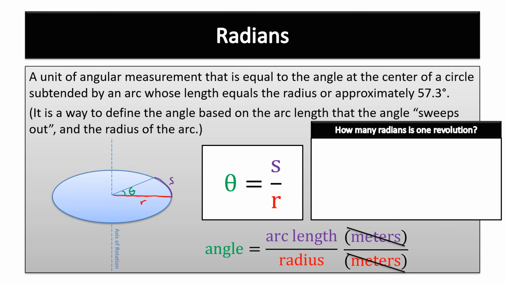Okay, so how many radians is 1 revolution? This is like from the previous slide when we were doing those conversions, and I said, well, it's just 1 revolution is equal to 2 pi radians. Here's why. We're going to use this formula. If we want 1 complete revolution, well, that arc length for 1 complete revolution is a full circle. What is the distance around 1 circle?